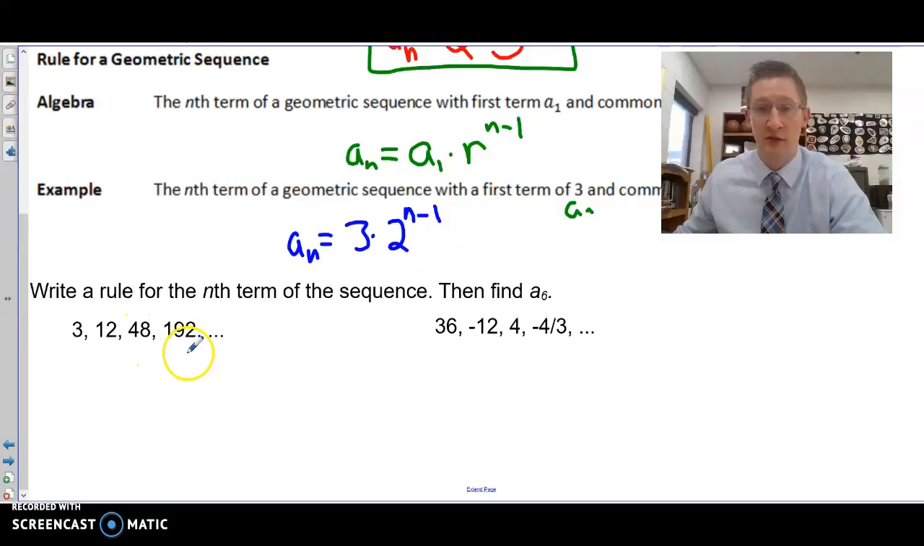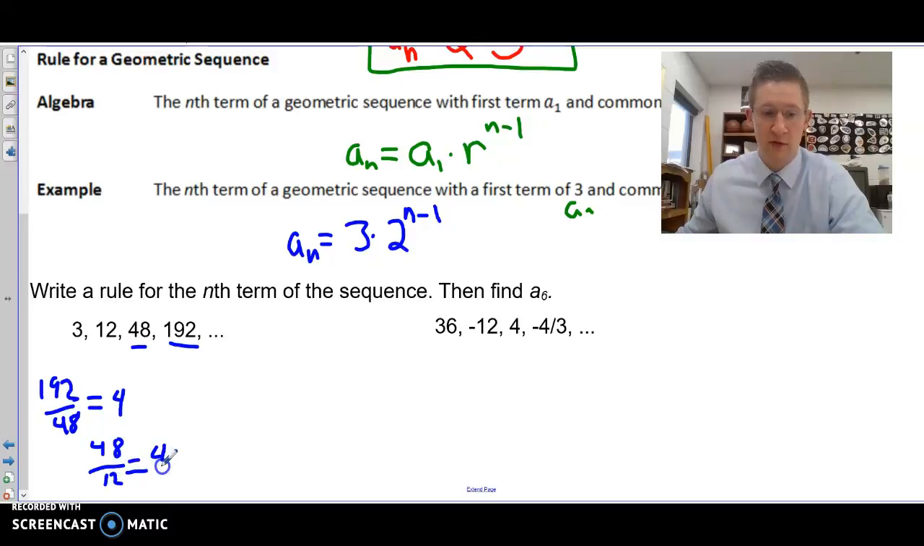The other way to look for the common ratio is to take one term and divide it by the term right before it. So if I were to take, let's say, 192 divided by 48, and I figure that out, well, that's 4, just trust it. And if I take 48 divided by 12, I also get 4. So again, that's the idea of there being a common ratio.